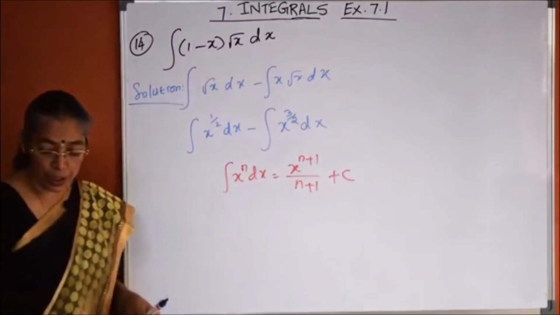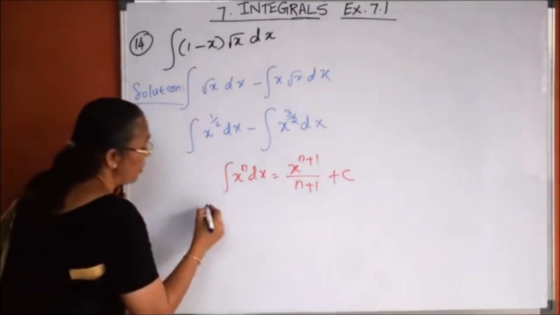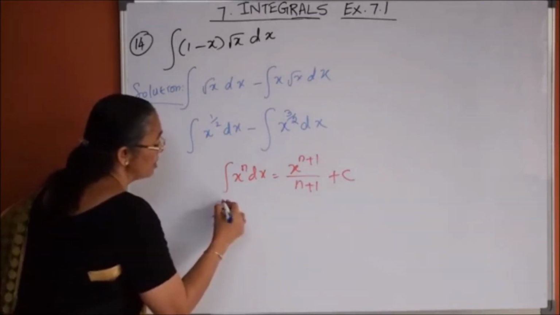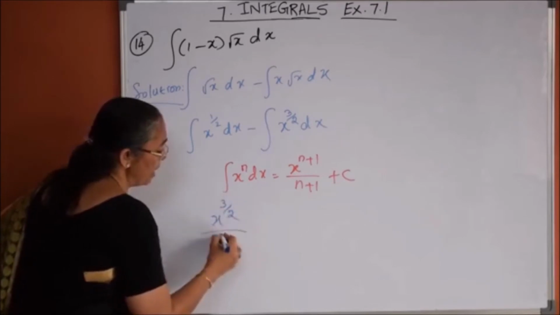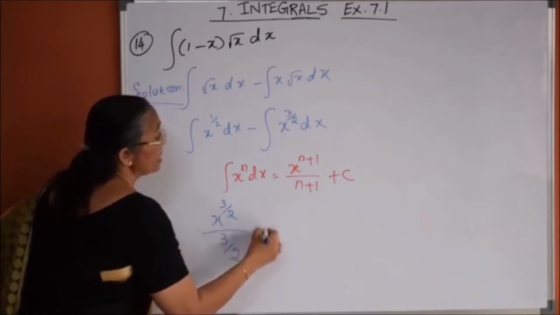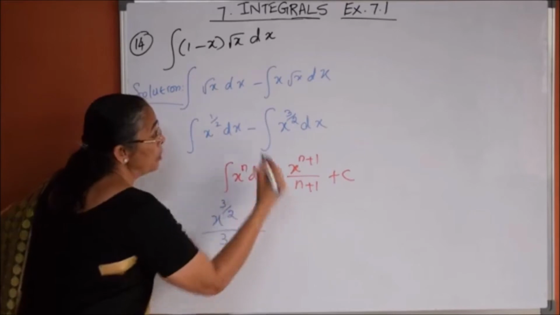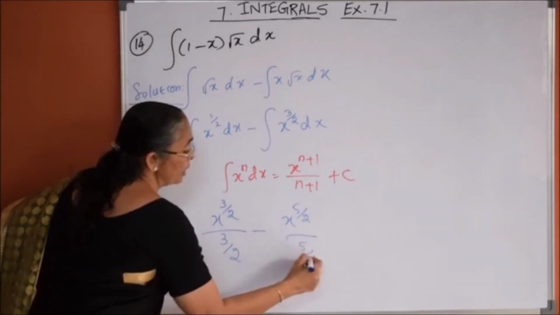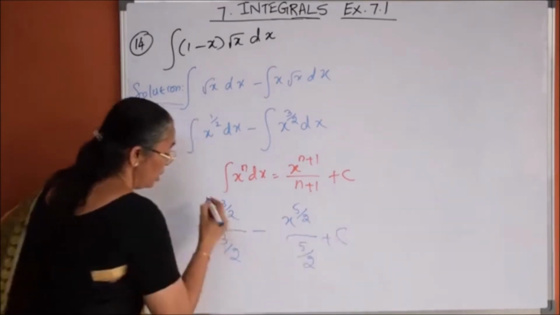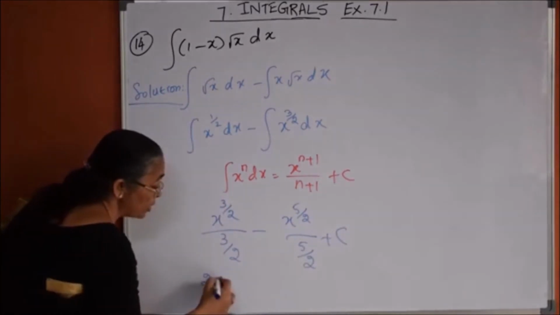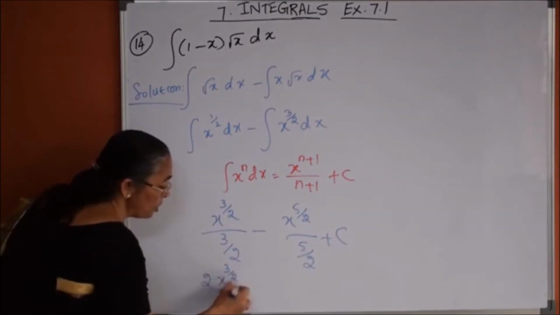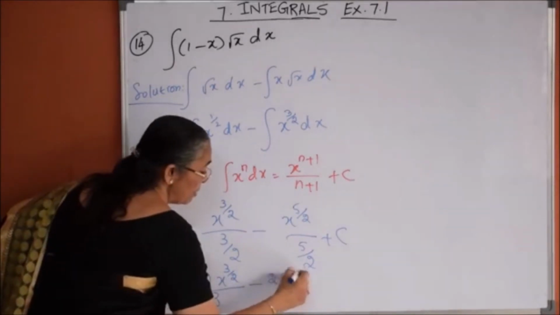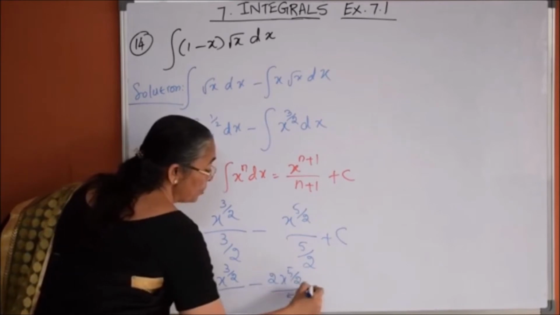So using this formula, x to the power of half dx is nothing but x to the power of half plus 1, which is 3 by 2, divided by 3 by 2, minus x to the power of 3 by 2 plus 1, which is x to the power of 5 by 2 divided by 5 by 2, plus c. So the final answer is 2x to the power of 3 by 2 divided by 3 minus 2x to the power of 5 by 2 divided by 5 plus c.